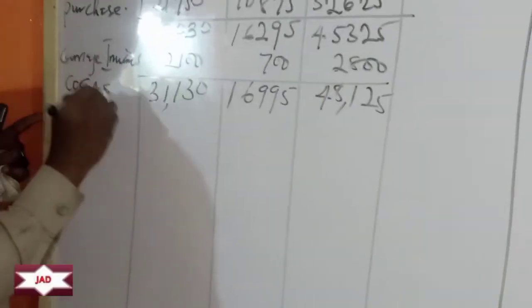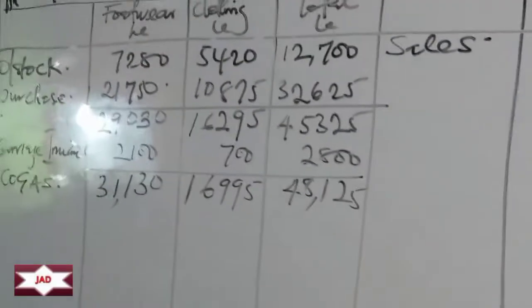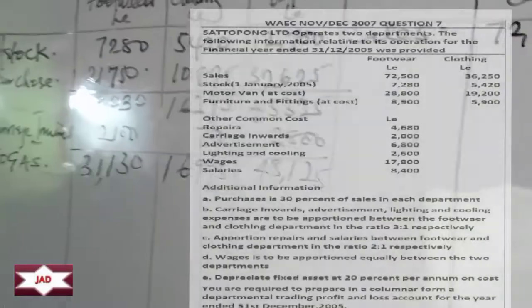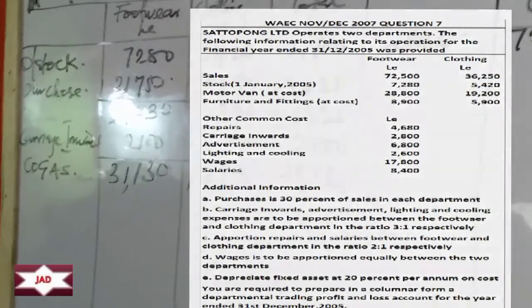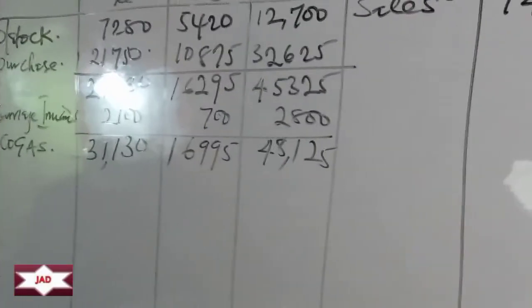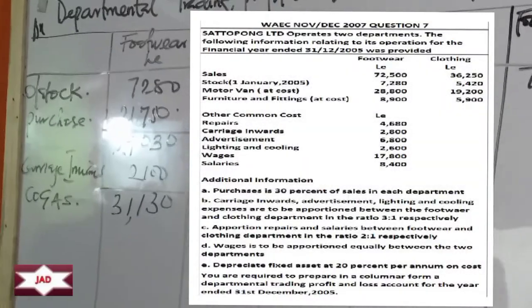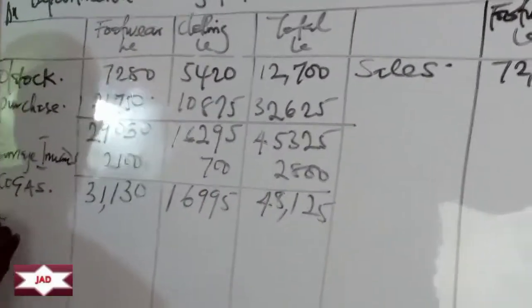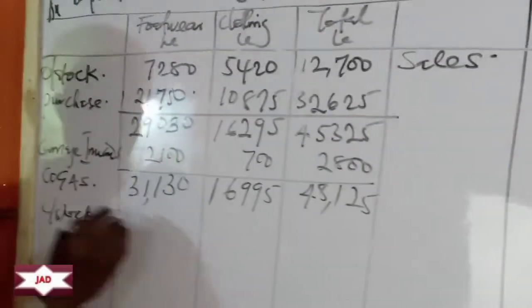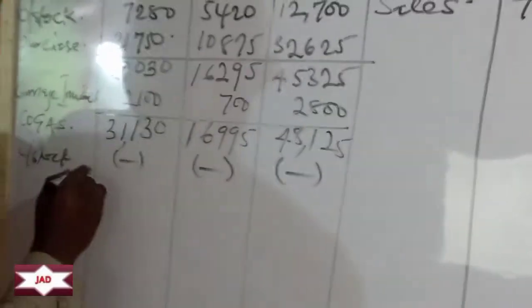So we can call this cost of goods available for sale. So according to the question, is there closing stock? Because I can't find return outward. There's no return outward in the question. Is there any closing stock? I can't find closing stock as well. So our closing stock is dash, dash, dash. Okay.